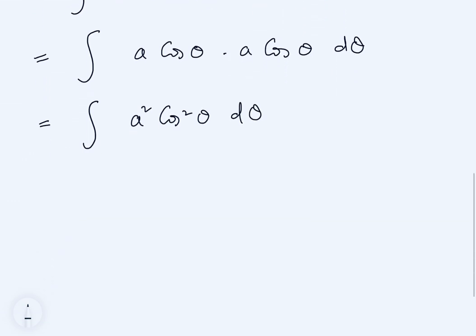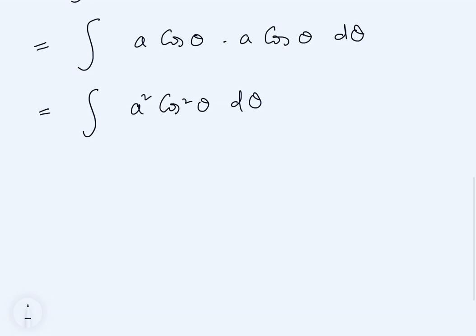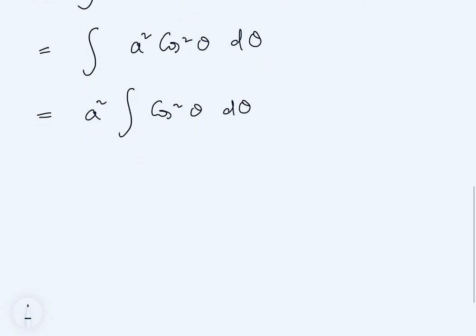So now we can finally take out the a squared because it is a constant with respect to the integral. So we can take it out of the integral. So now we have a squared outside multiplied by the integral of cos squared theta with respect to theta. Okay. Now, what can we do about the cos squared theta?